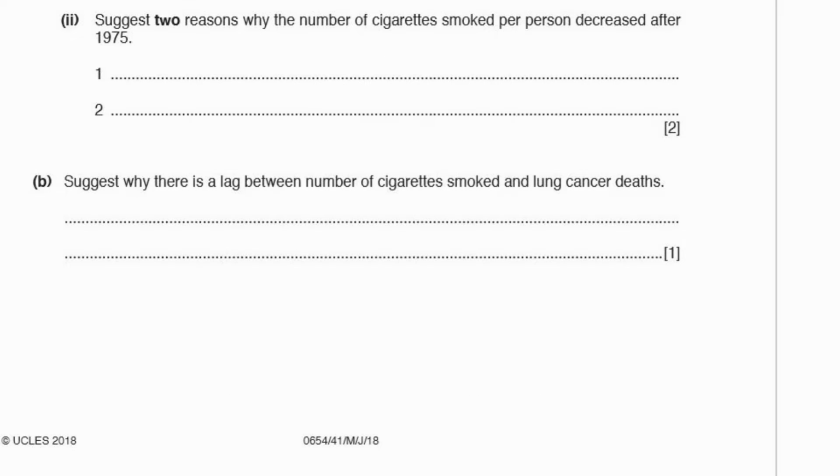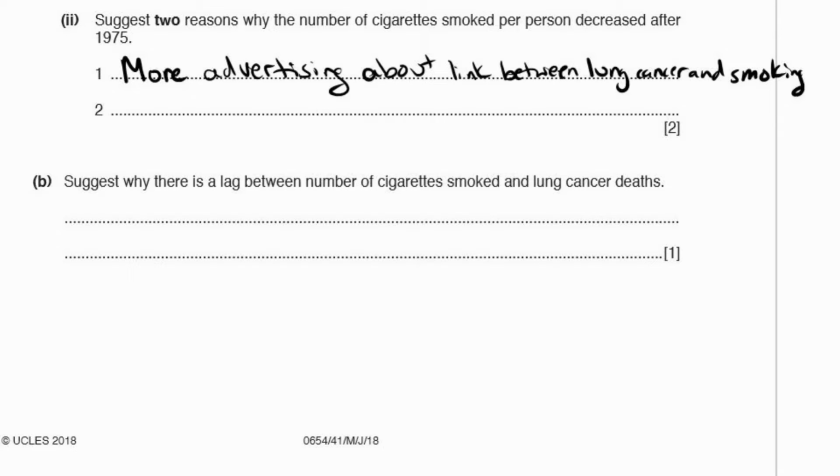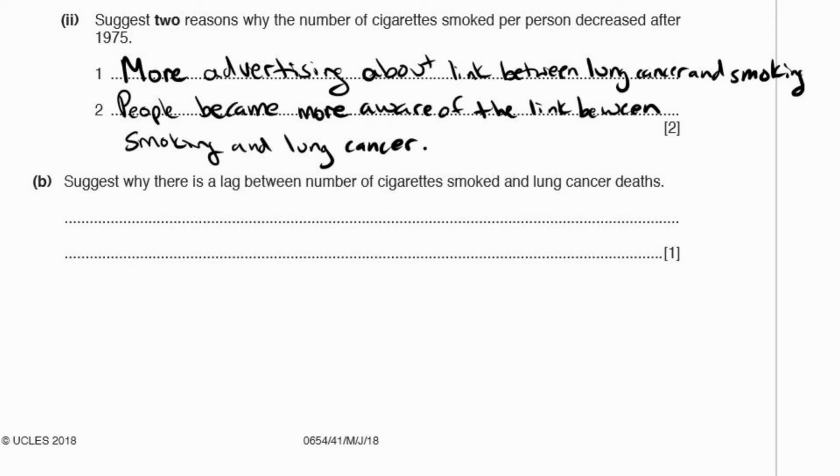All right. 2. Suggest 2 reasons why the number of cigarettes smoked per person decreased after 1975. So first of all, after 1975, there was more advertising about the links between lung cancer and smoking. And because of that, people became more aware of the link between smoking and lung cancer. So more advertising about the link made it so that people became more aware of the link between smoking and lung cancer.